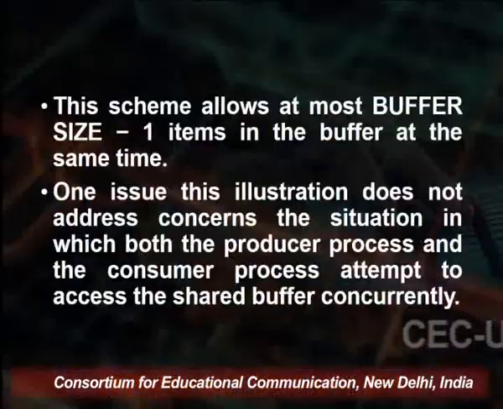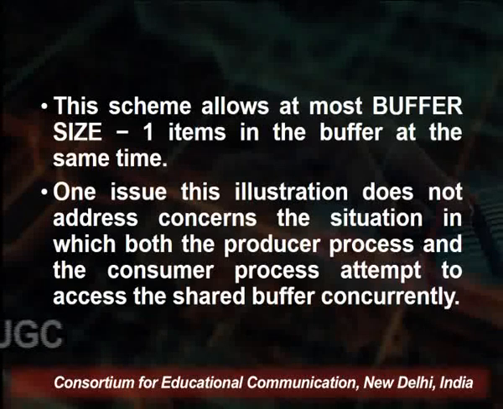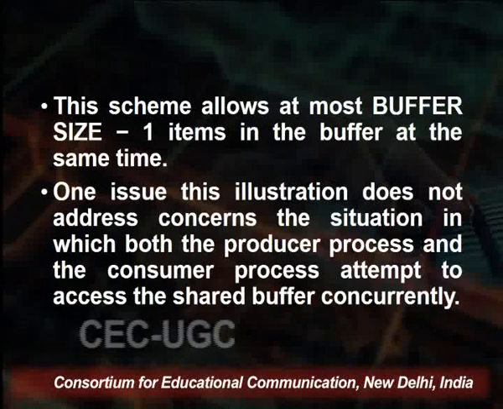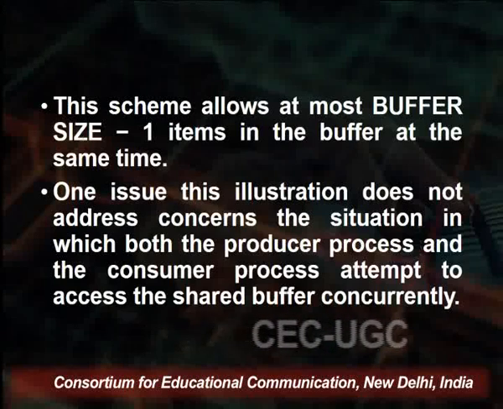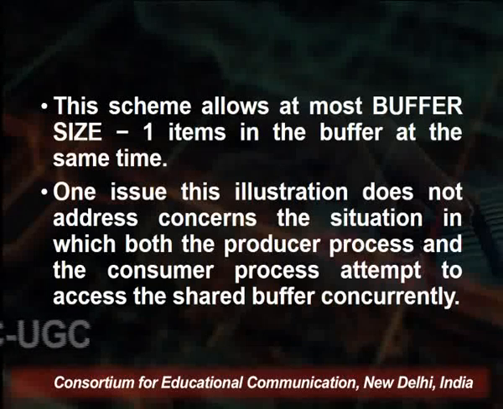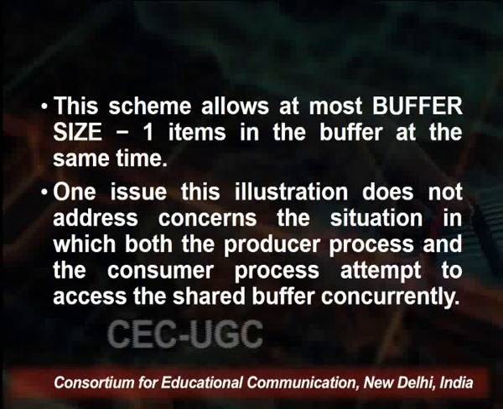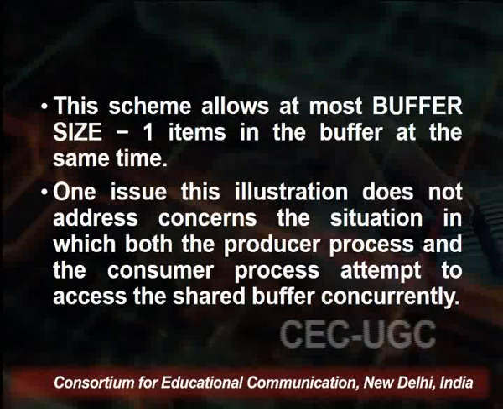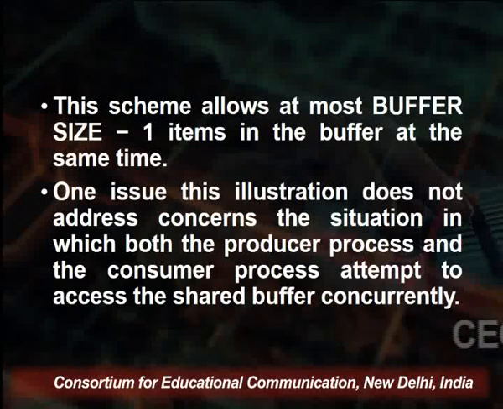Now, this scheme allows at most buffer size minus 1 items in the buffer at the same time. Also, with these two codes, one situation which is not addressed is when both the producer process and the consumer process attempt to access the shared buffer concurrently. If they are not accessing it concurrently, that is okay. The producer is producing, the consumer is waiting, then the consumer is consuming, the producer is waiting, that is fine.